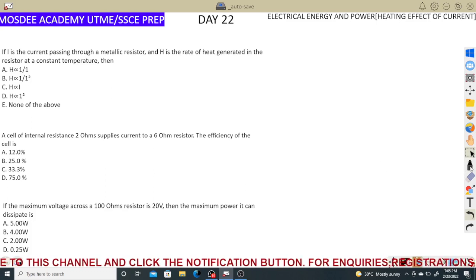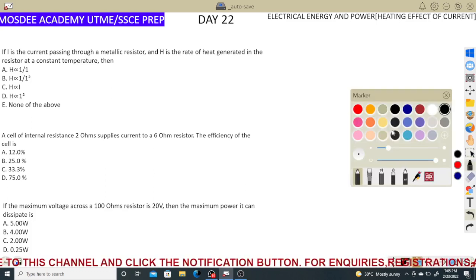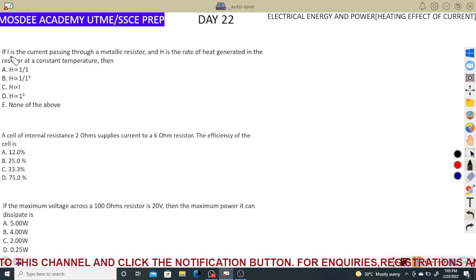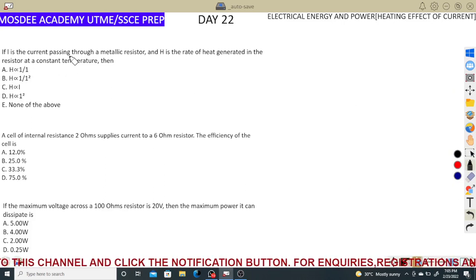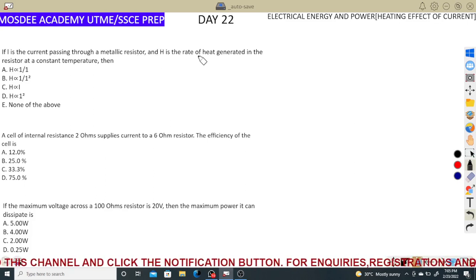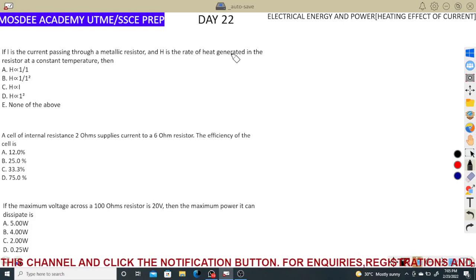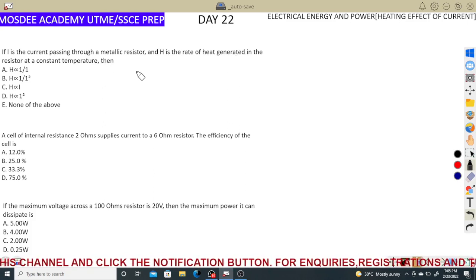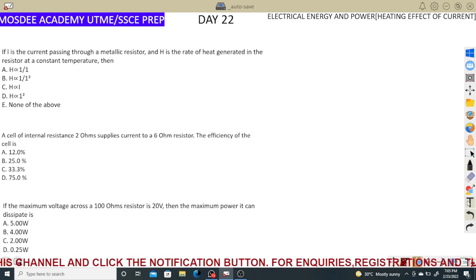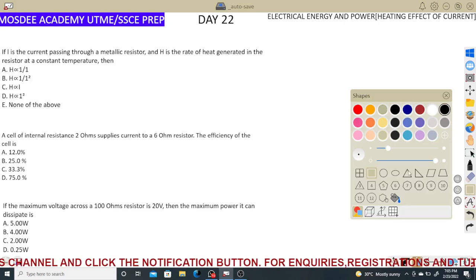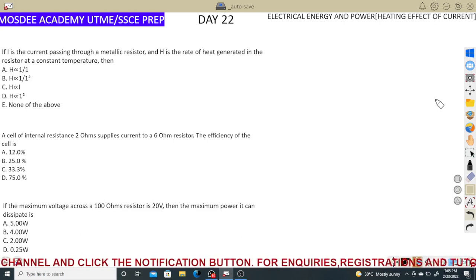Let's begin with class. The first question is: if current I is the current passing through a metallic resistor, and H is the heat, is the rate of heat generated in the resistor at constant temperature, then dash. We can show illustration to this. Now there's a man called Joule, which you guys know very well. He was the one that gave us what is called Joule's heating effect.